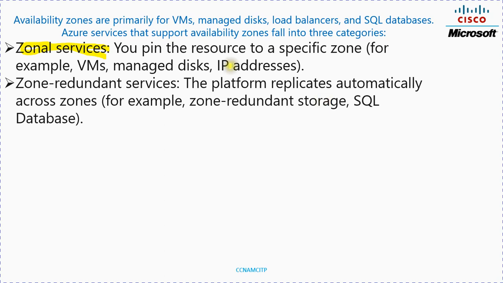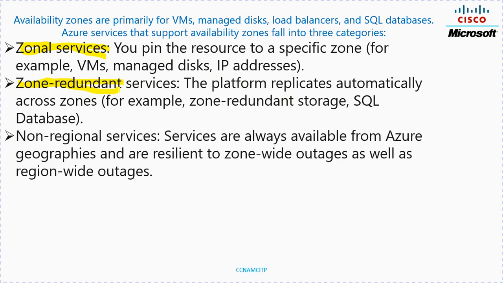The next one is zone redundant service. So the platform replicates automatically across zones. For example, zone redundant storage and SQL database. This is the second one, zone redundant. Now let's see the third one, non-regional service. So what is this actually? Services are always available from Azure geography and are resilient to zone-wide outages as well as region-wide outages.